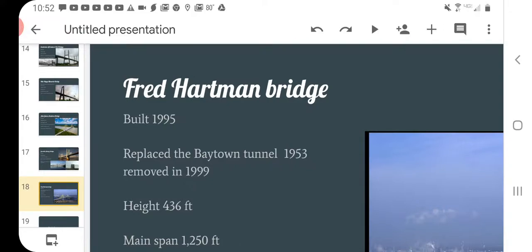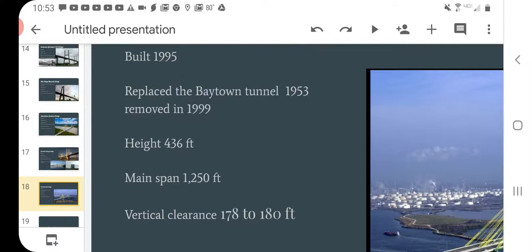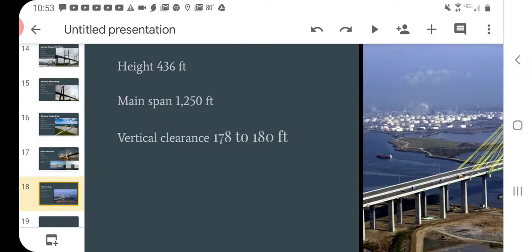So, the Fred Hartman Bridge, built in 1995, replaced the Baytown Tunnel, which was completed in 1953. It was removed in 1999, 436 feet length, and main span is 1,250 feet. I got mixed answers for the height. I know the height is 178, but I also saw somewhere that it was 180 feet, which is closer, but I don't know.